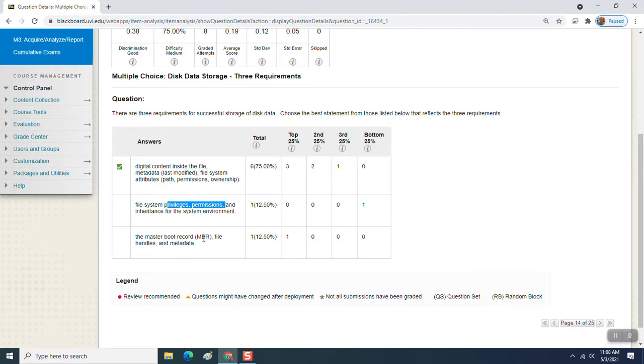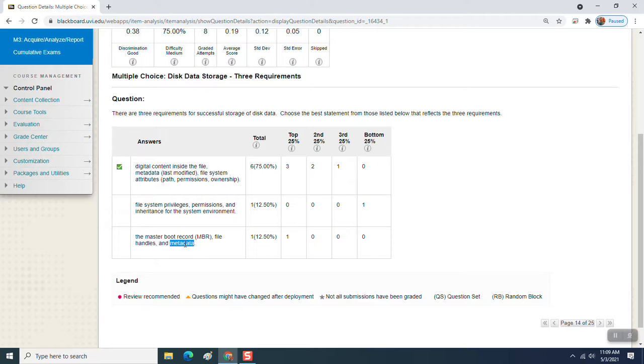The master boot record, file handles, and metadata. File handles would have to do with live file access processes, but how that's working in the operating system is not something you'd be interested in capturing on a regular basis. You would work with file handles if you were using Sysinternals on a live system for a technical, private, internal, informal investigation you were conducting with IT professionals.